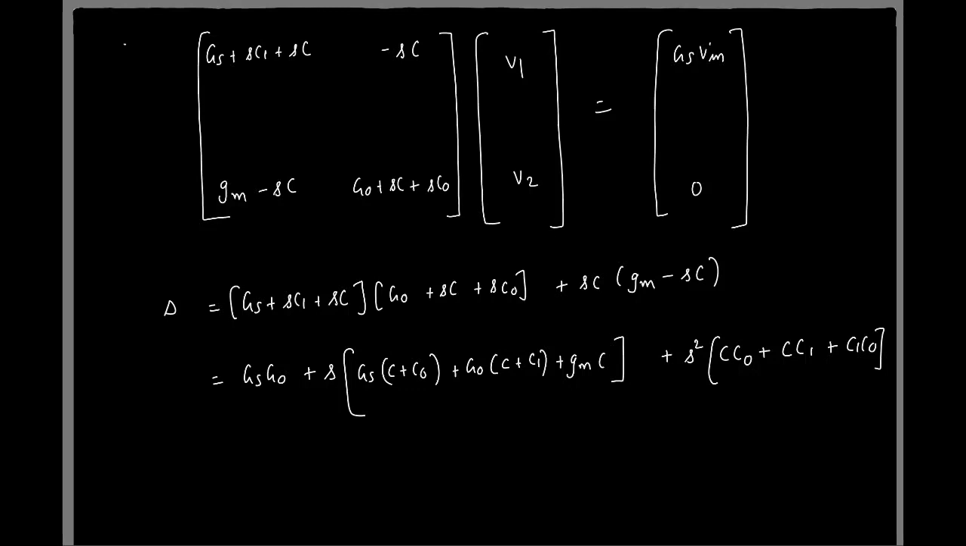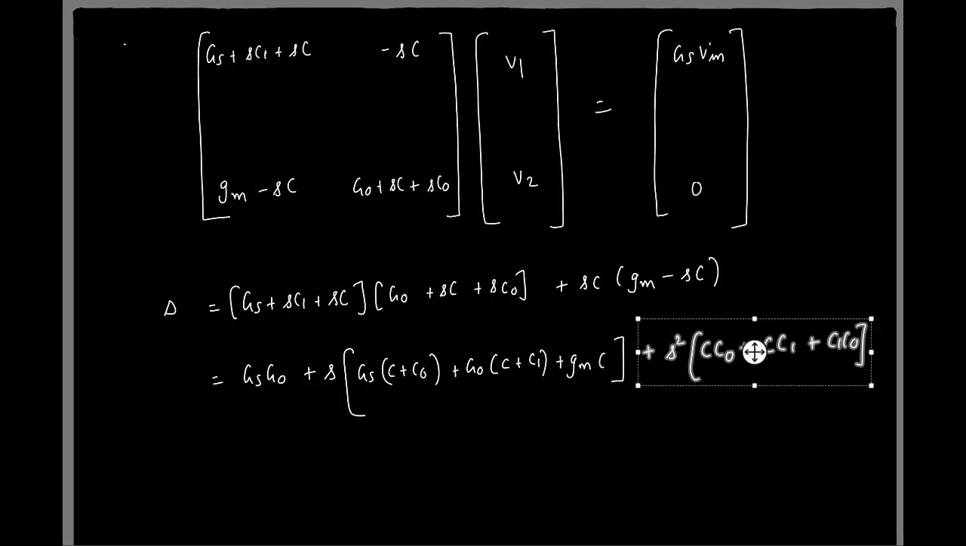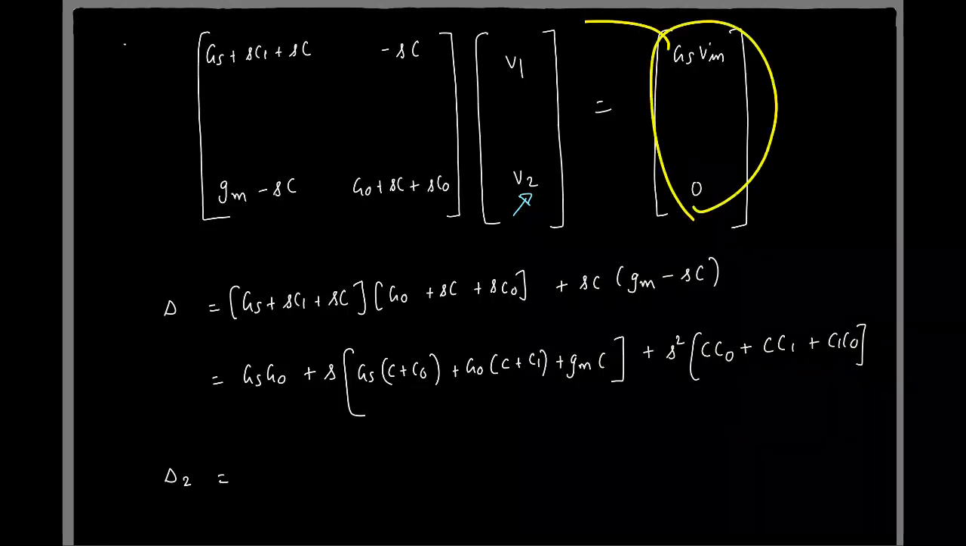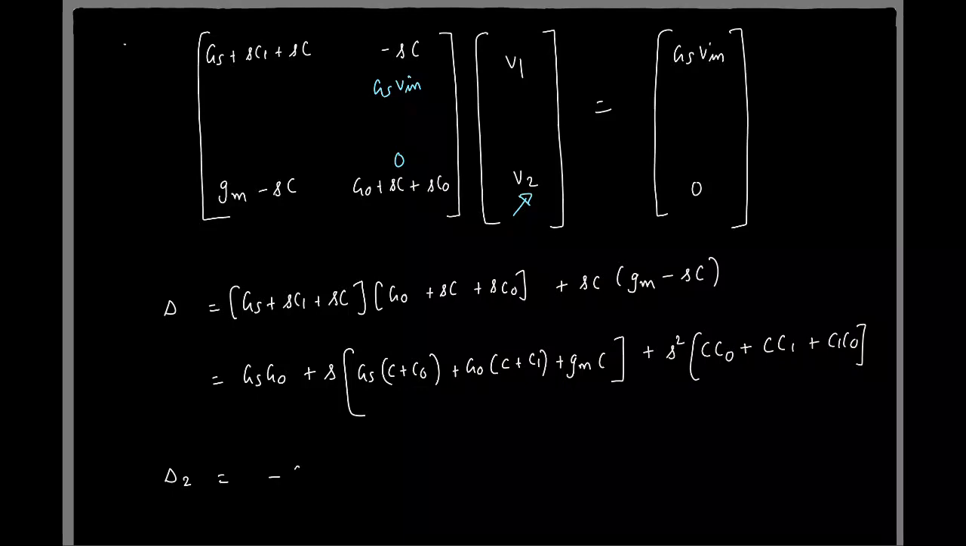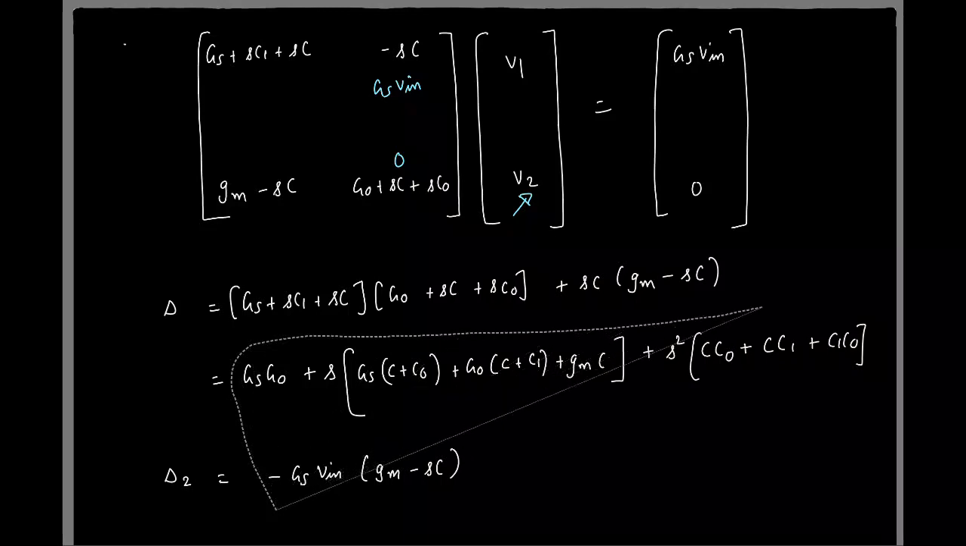Okay, so I'm interested to find the output voltage, which is V2. So what should I do? If I have to solve using Cramer's rule, what should I do? Delta of the second term, right? I'm interested in finding this fellow. And how do I do that? I'll basically put this fellow in place of this column. So I'll write it here. So I'll have GS Vin and zero. So what is the delta 2? Minus GS Vin times minus SC. Okay. So then I'll take the ratio of the two. That will give me the final output.